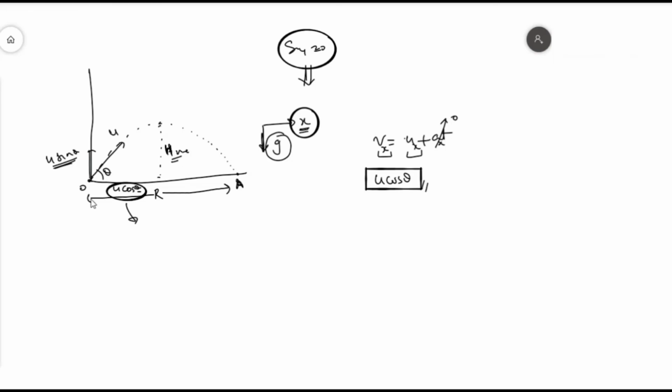This is the single most important result. The horizontal speed remains constant, and that is basically the speed of the particle at the maximum height, because at maximum height vy is 0 and the only speed I have is ux, which is u cos theta. So at this point it's u cos theta.